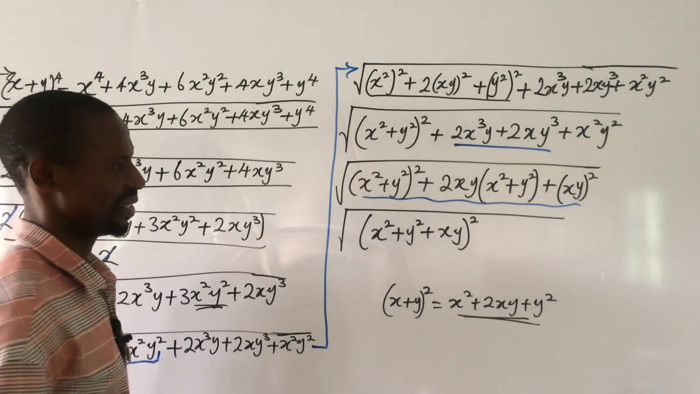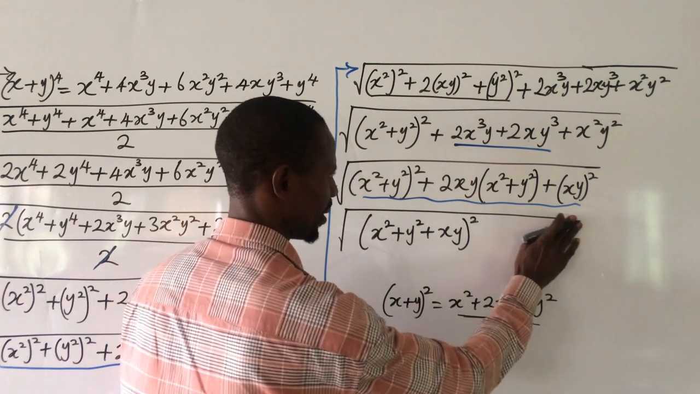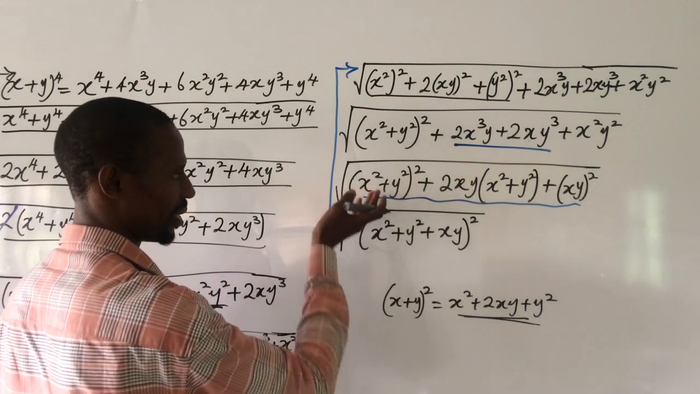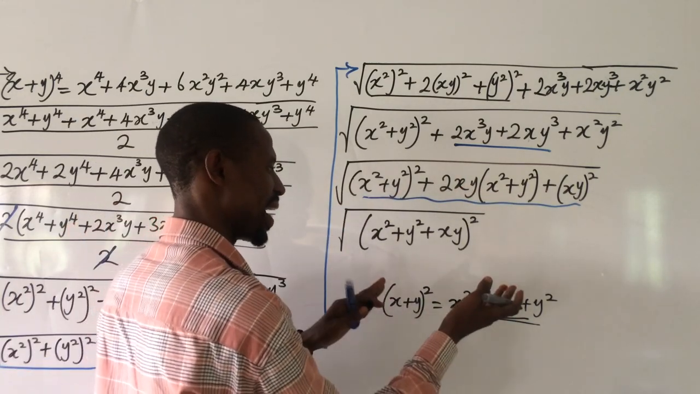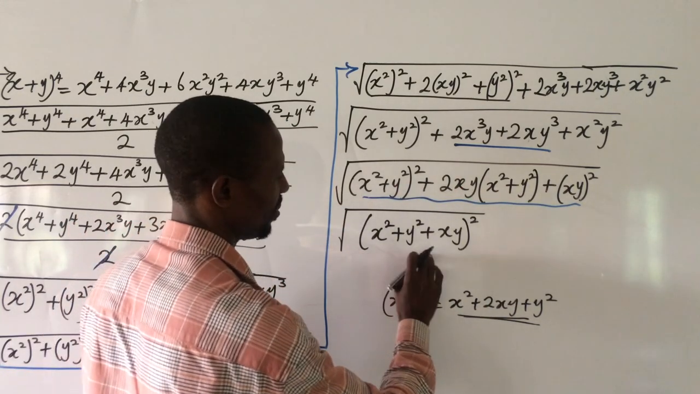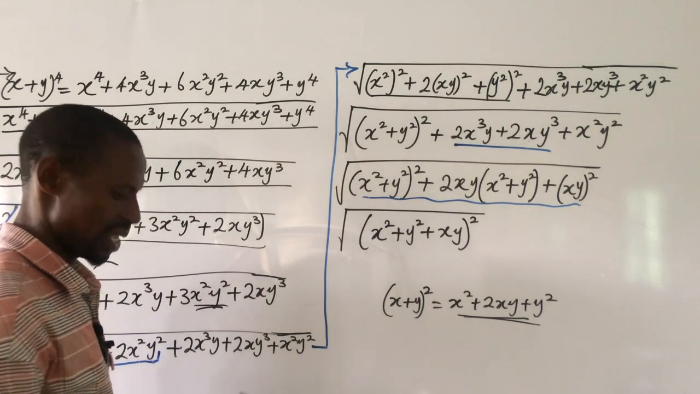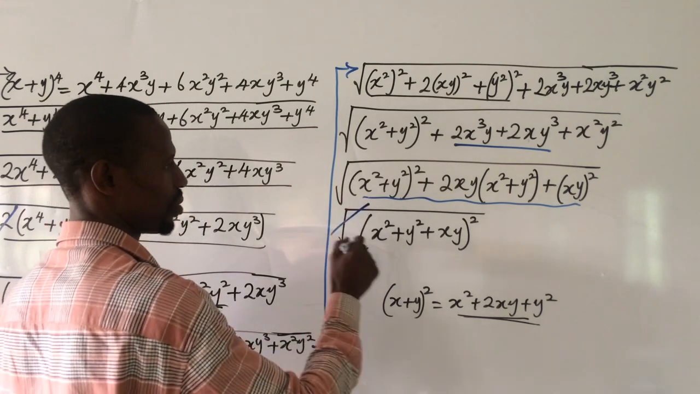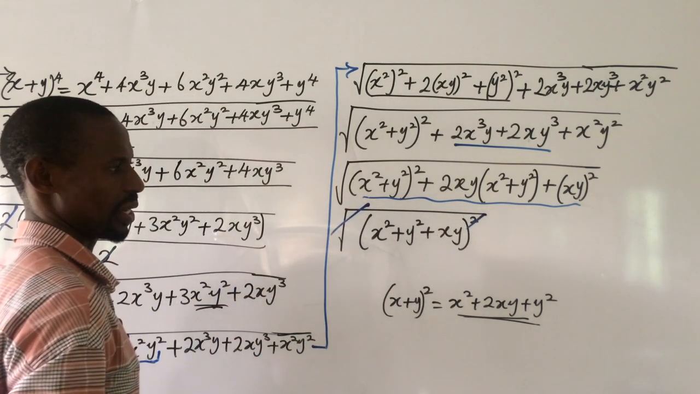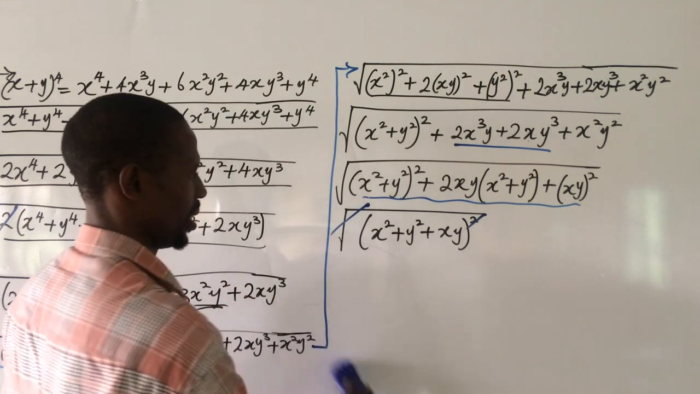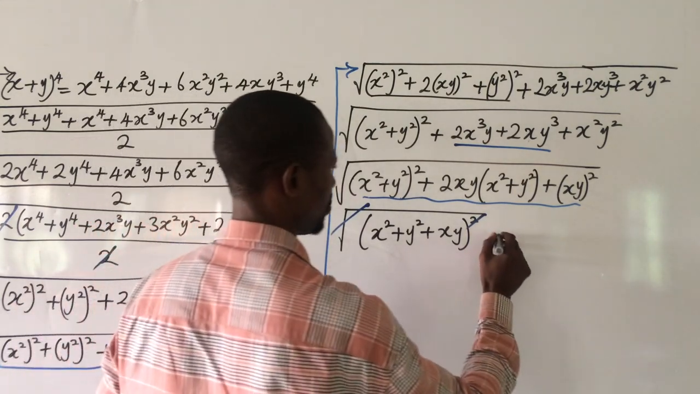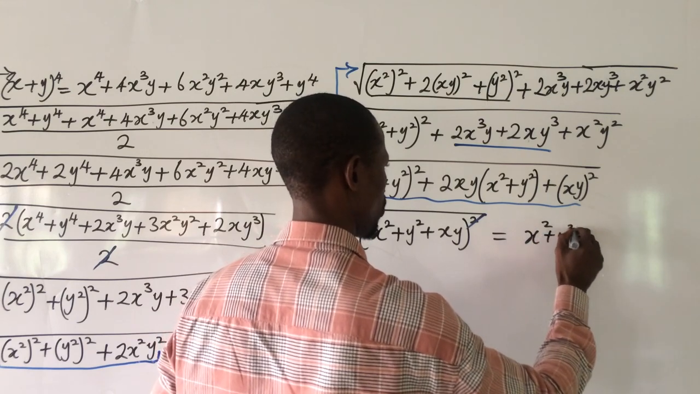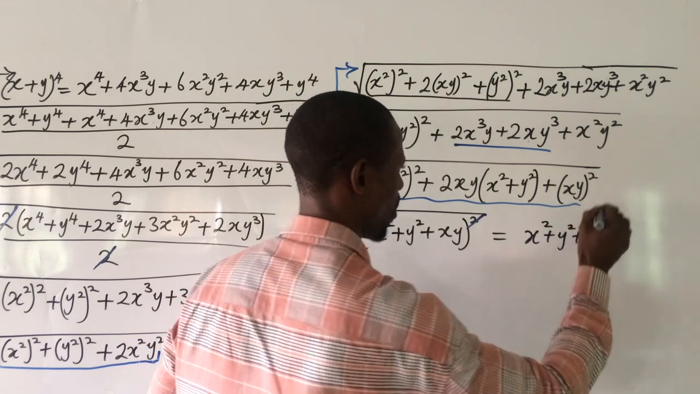Very easy. Just look at it carefully. Let's erase this off. Everything we have here, considering this algebraic identity, will give us everything here. Very simple. At this point, the square root goes with this square, and so we have our expression to be x squared plus y squared plus xy.